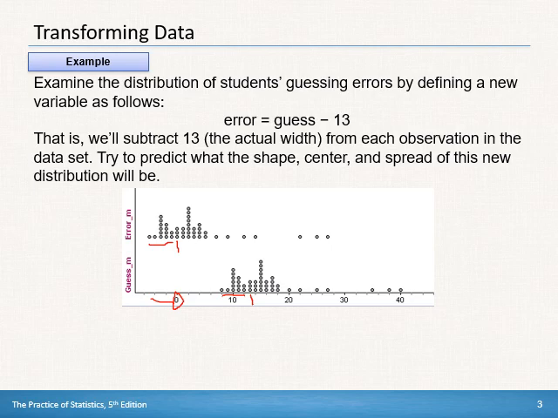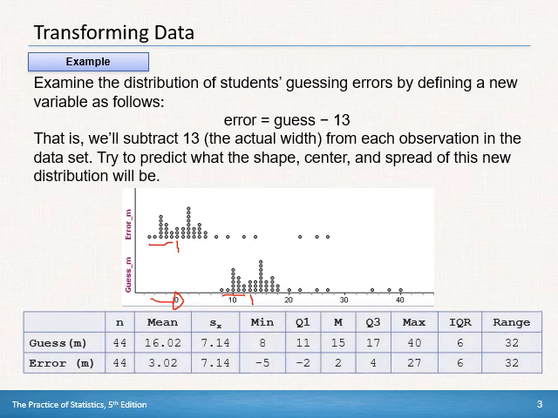Okay, let's look at the actual data summaries for the 2 distributions, one the guess and one for the error. What values are the same and which ones are different, and by how much are they different? If we just look at the spread in the 2 dot plots, you can see the spread really hasn't changed. So the range, the interquartile range, and the standard deviations are all the same, right? All of those 3 are the same. So the measures of spread that we're using have not changed by shifting the whole distribution down 13 points.